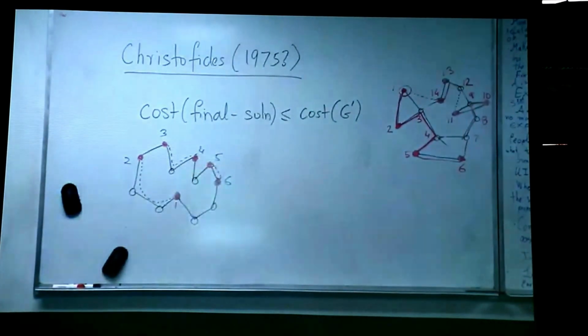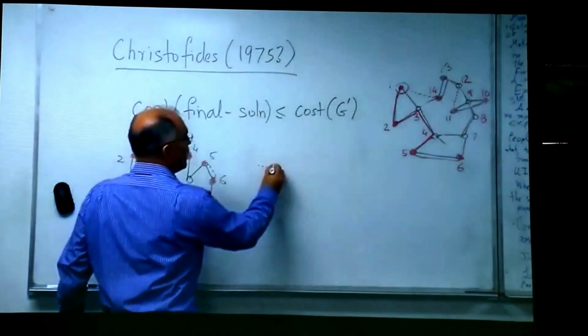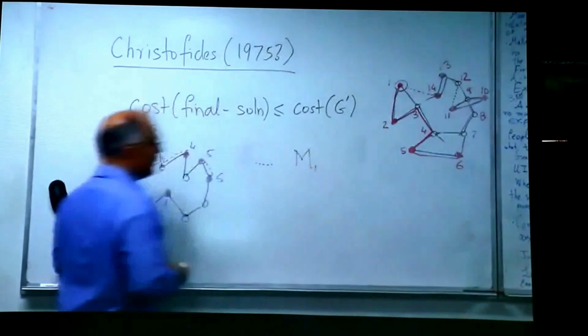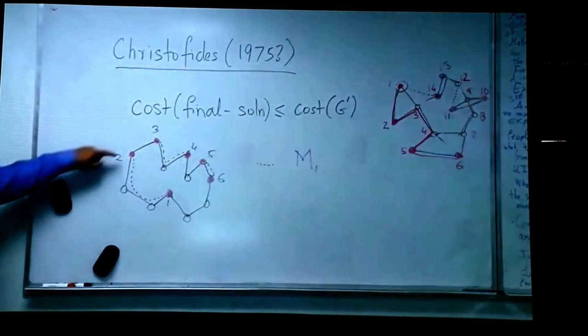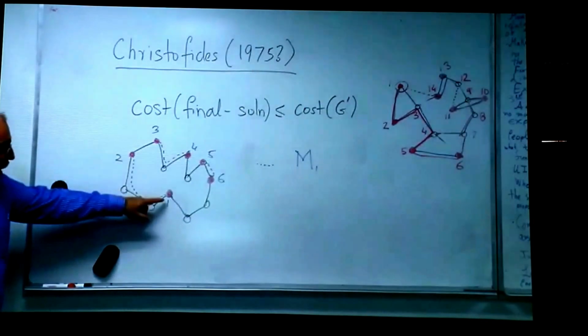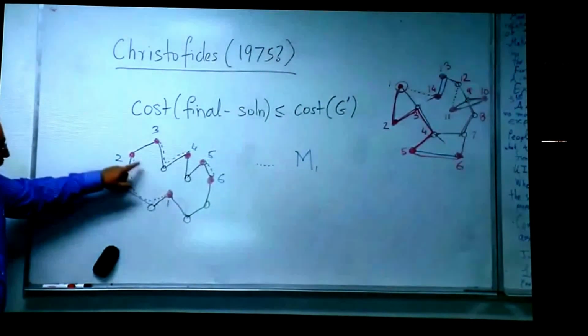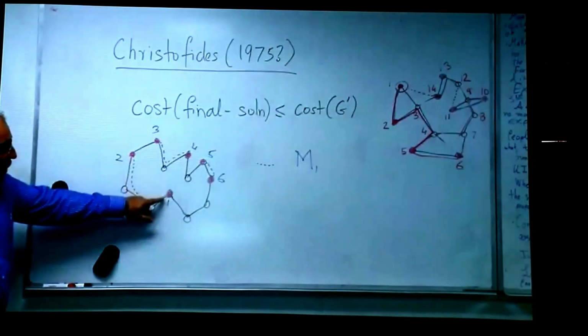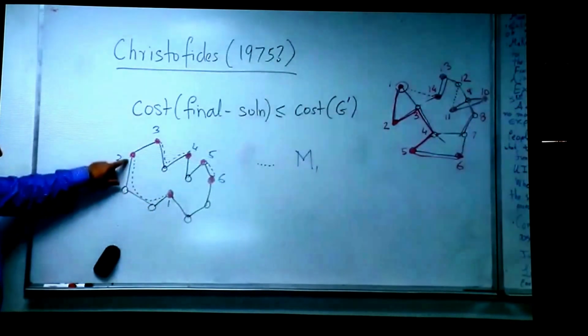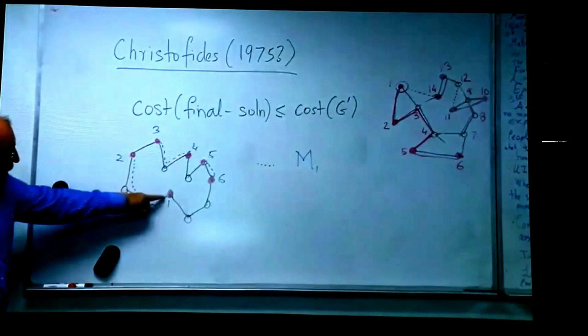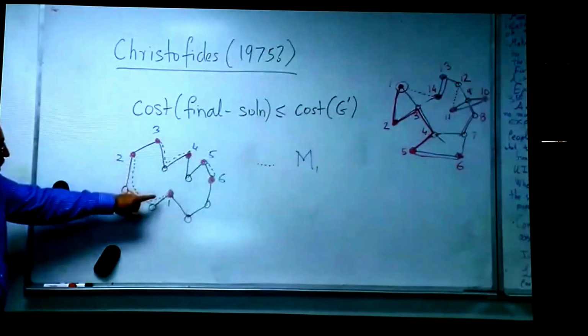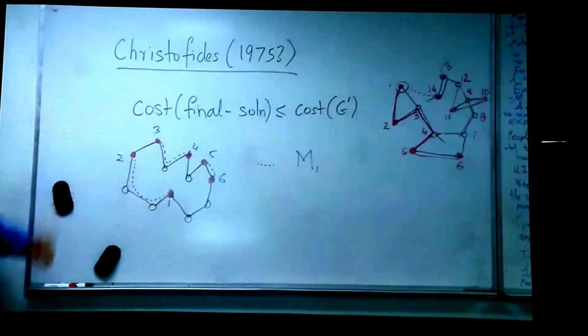Okay. So that set of dashed edges gives us some matching M1, right? Now notice something, that M1, which is the cost of directly connecting 1 to 2, is no more than the cost of this path, again by triangle inequality. So the dashed edge, which is the direct edge connecting 1 and 2, is no more than the length of this path going via some other nodes.